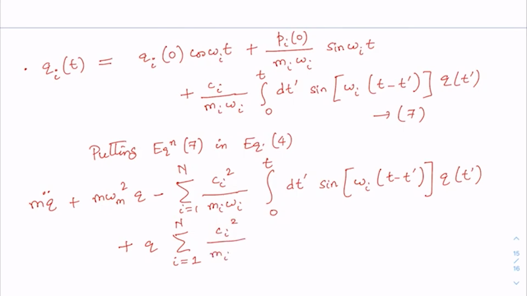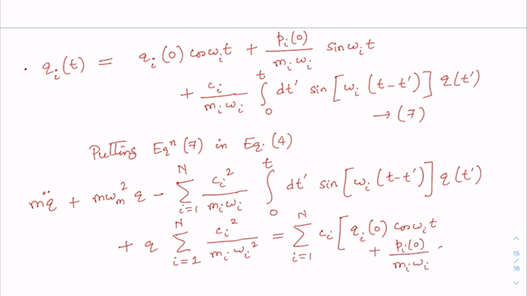And you will see that mi omega i square, and that is equal to, on the right hand side, I will have sum over i equals 1 to n of ci, and you will have qi at 0 cos omega i t plus pi 0 divided by mi omega i, and I have sine omega i t. Okay, so now let's say this is my equation number 8.